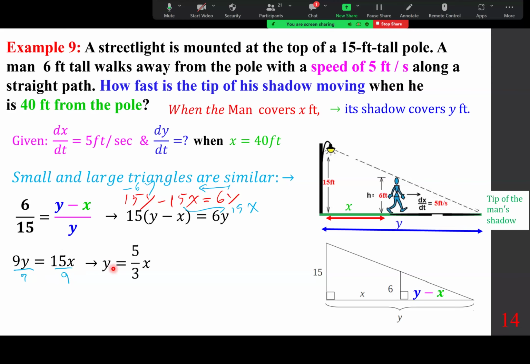Differentiate with respect to t, both sides. This gives you dy/dt. This gives you 5/3 times dx/dt. So all you have to do is replace the dx/dt with the given value of 5, and that gives you 25/3, same unit, feet per second. That means the man is moving away from the pole at a speed of 5 feet per second, and the shadow is moving and the speed is changing. At the moment when the man is 40 feet from the pole, this is the speed of its shadow, 25/3 feet per second.